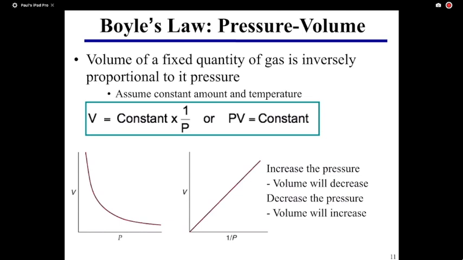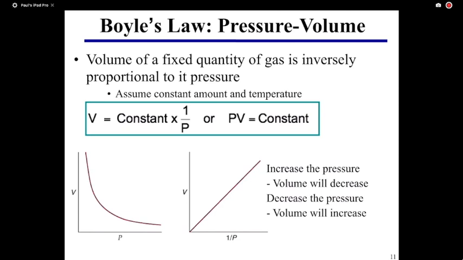Okay, so first law, Boyle. Boyle is going to relate two things, pressure and volume. Okay, and so here's the deal. If you have a balloon and there's a gas inside that balloon, if I increase the pressure, meaning that I push on every side of the balloon and I make it go smaller, inside the balloon the pressure of the gas goes up. As I decrease the volume, the pressure goes up.